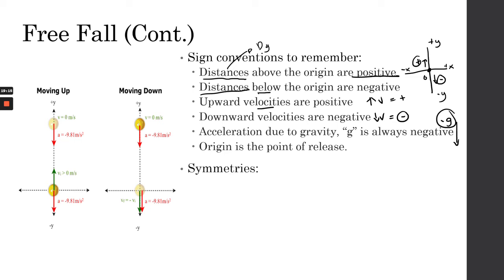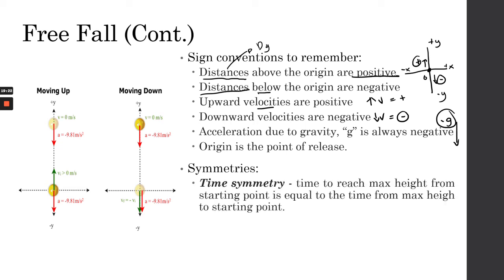Another thing that we have to talk about is symmetry. There is a very important aspect in free falling called symmetries. First is called the time symmetry. Here, the time to reach the maximum height from a starting point is equal to the time from the maximum height to the starting point. So let's think about it here. We have moving up and going down.